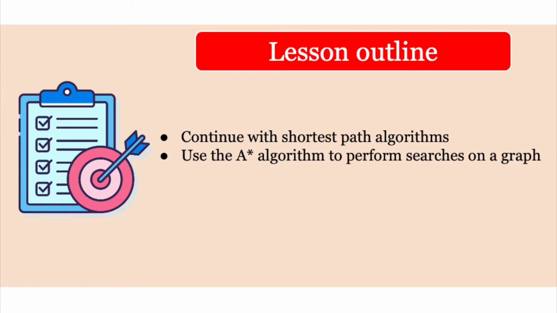In this lesson, we continue with shortest path algorithms, and we're going to look at the use of the A-star algorithm to perform searches on a graph. Now, the A-star algorithm builds on Dijkstra's algorithm and tries to fix the problem that it had, which is basically using a flood fill type approach that becomes very time consuming if the graph size gets big. Because you have to go through most nodes to work out the shortest path, the processing hit is quite huge.